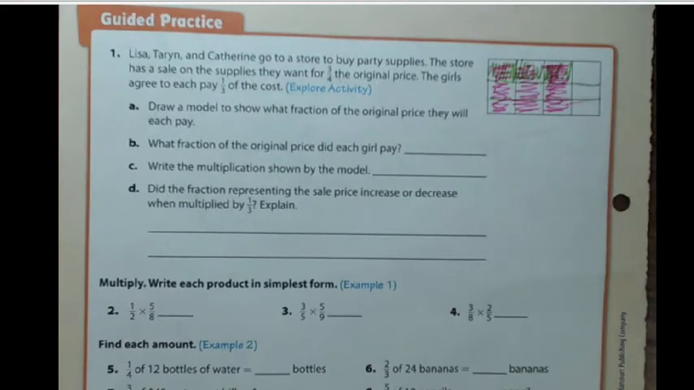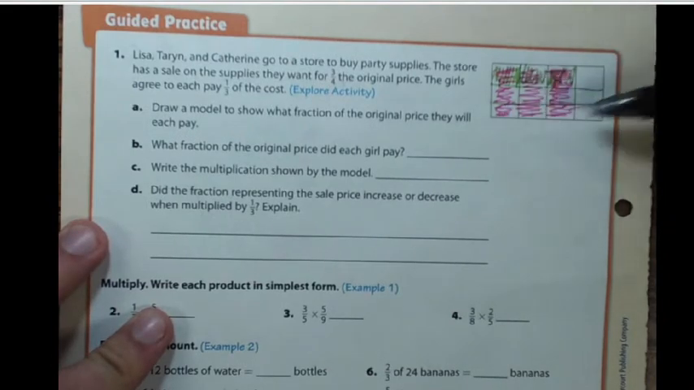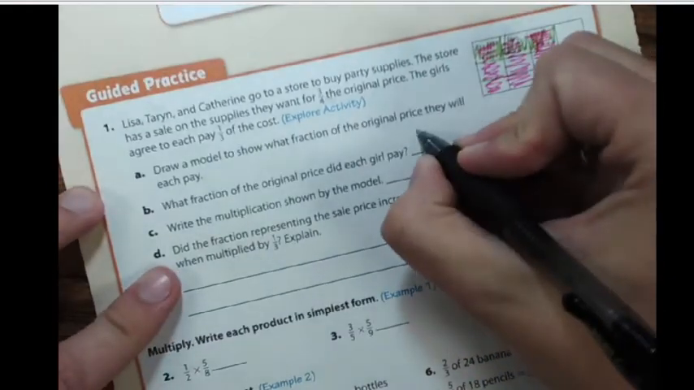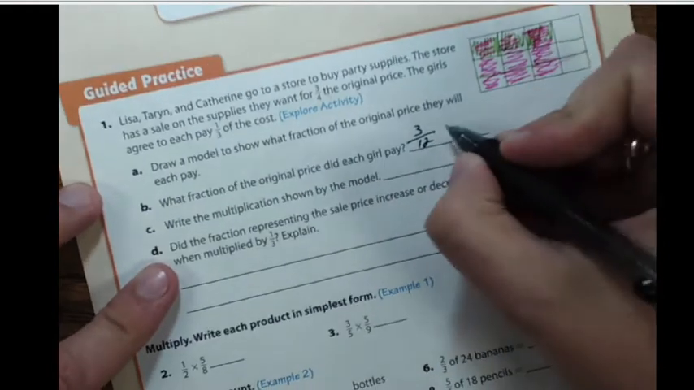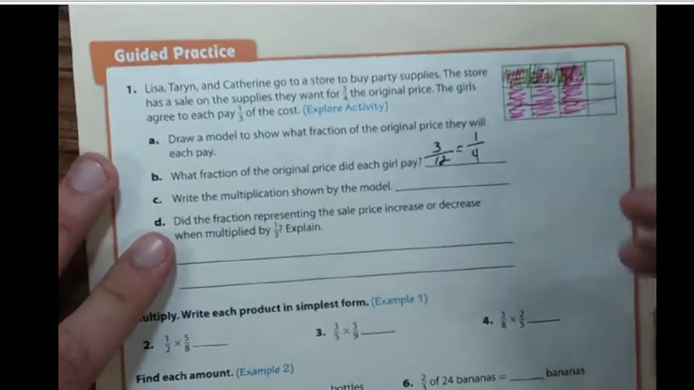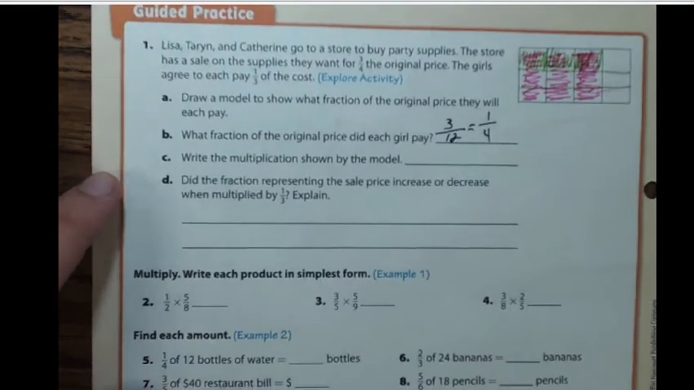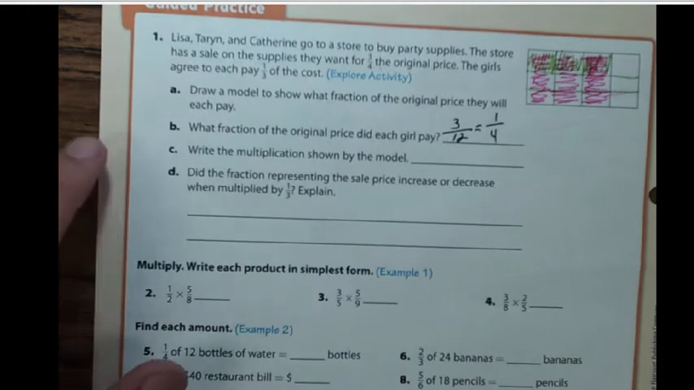Okay, so part B says what fraction of the original price did each girl pay? Well, we have 12 total pieces. That's how many boxes are in this figure, and we have 3 of those boxes that are shaded both pink and green. So it is 3/12, and if we simplify that, we end up with 1/4. So each girl paid 1/4 the price for their party supplies. Alright, part C says write the multiplication shown by the model.